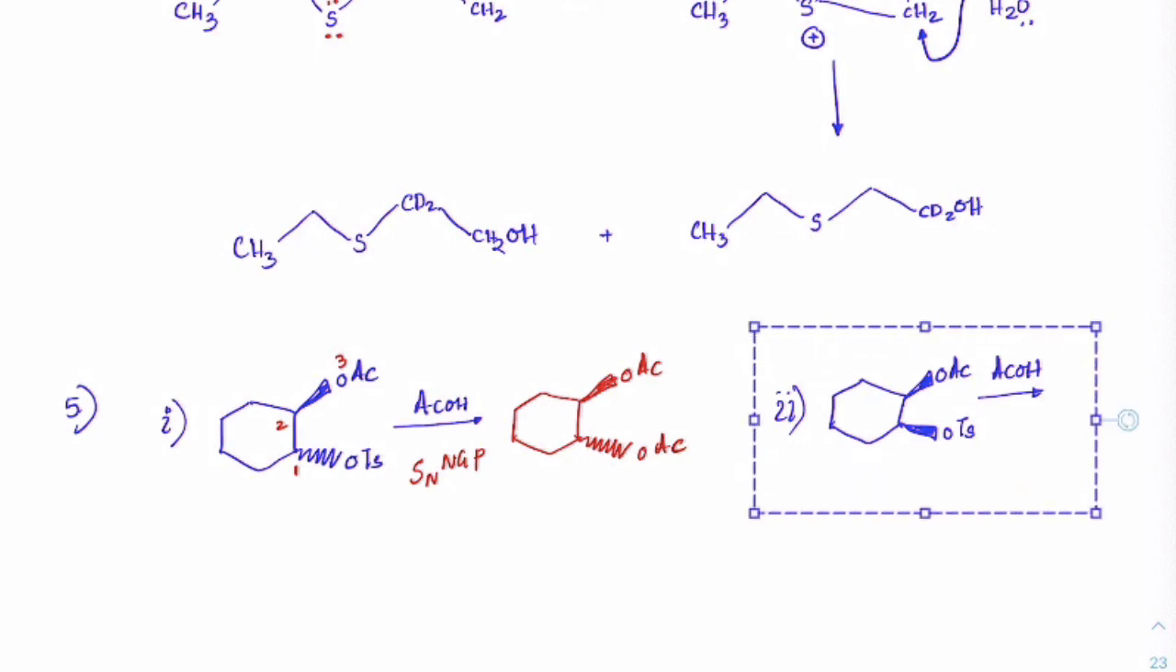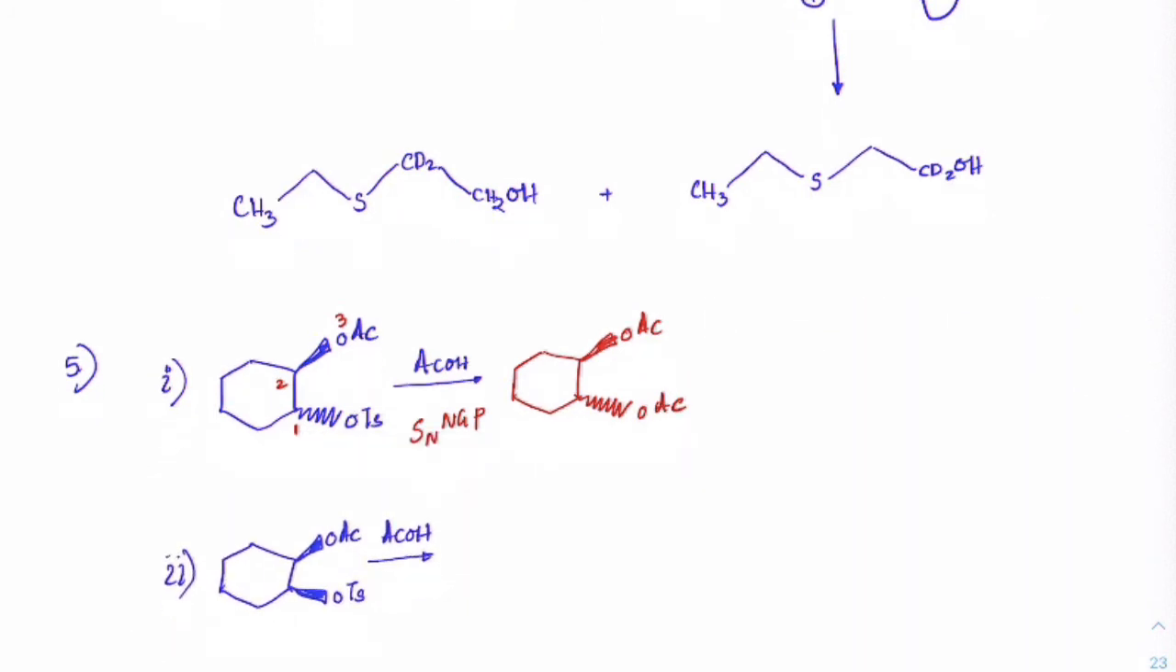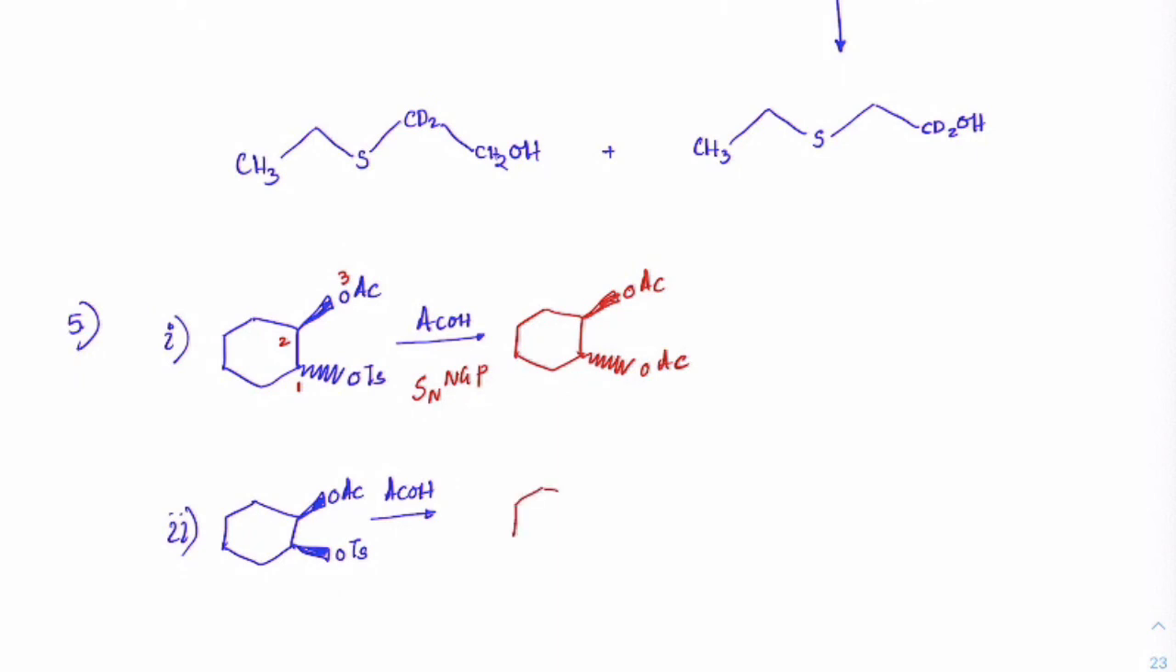In the second case, since it is not anti to the leaving group, it will go for simple SN2 only. So OAc will be here, and there will be inversion of this configuration.